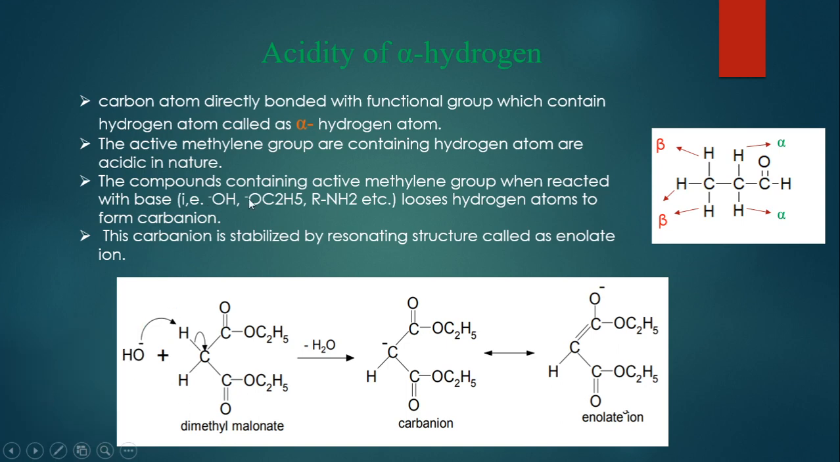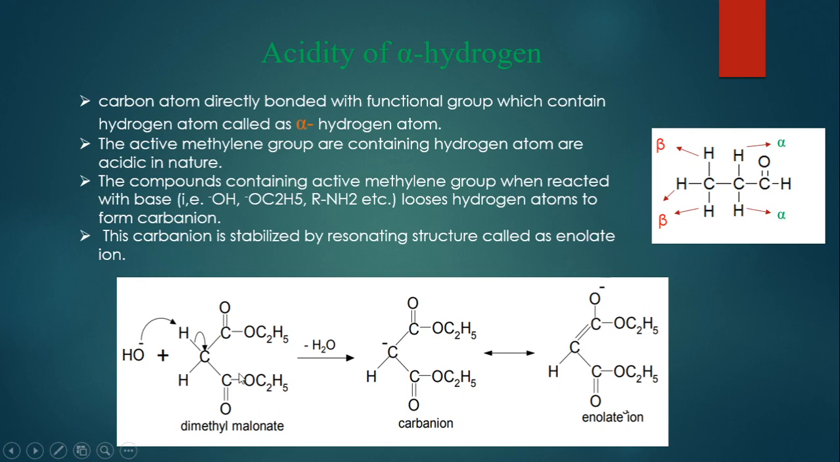The compound containing the active methylene group, when reacted with a base such as hydroxide, ethoxide, or amine, loses a hydrogen atom to form a carbanion. This acidic alpha hydrogen atom, when reacted with the base, easily loses that proton, and that carbon loses the proton, forming the carbanion state.